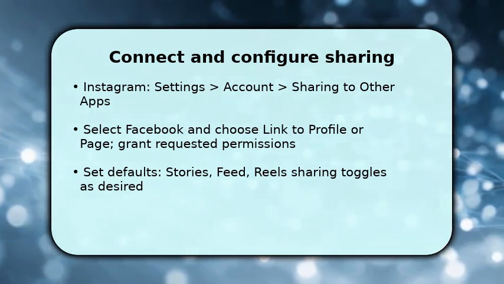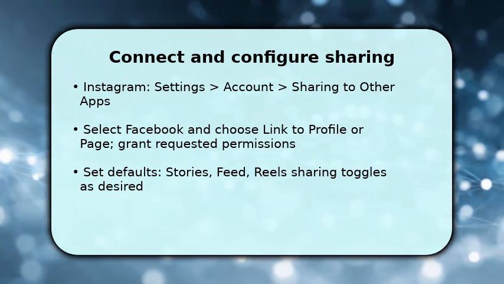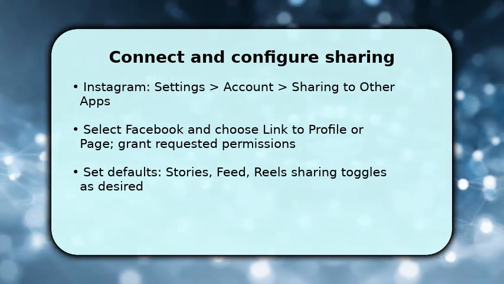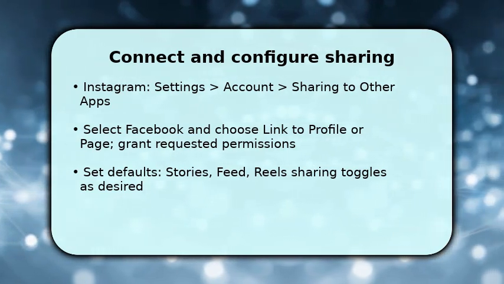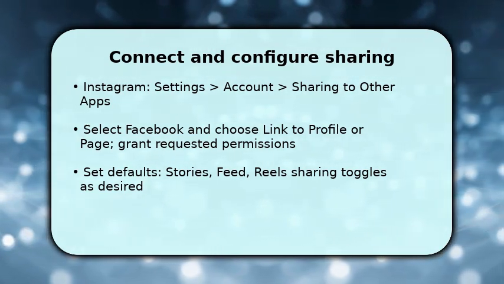After linking, set default sharing toggles for feed, stories, and reels so posts auto-share when you create them. Make sure to review the permission list. Denying key permissions can block cross-posting.